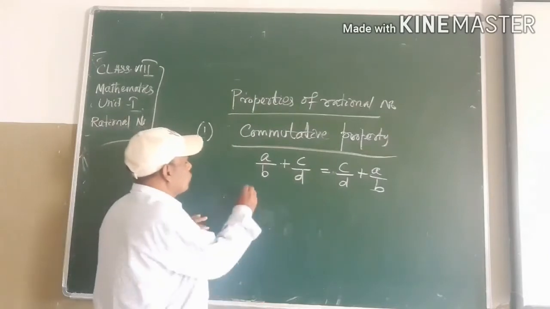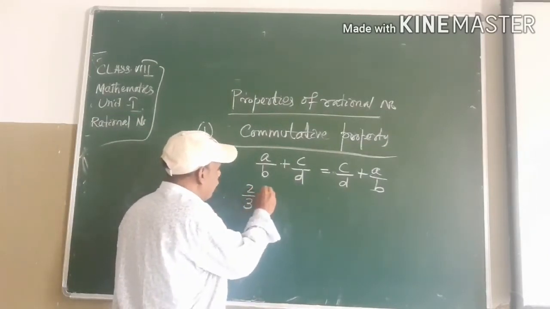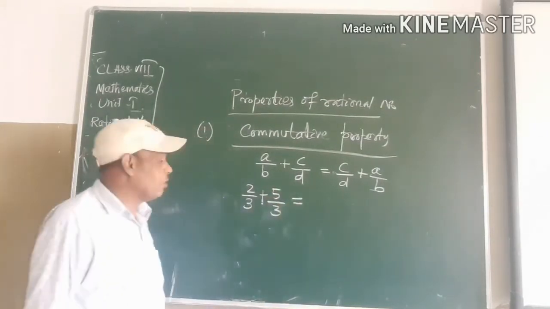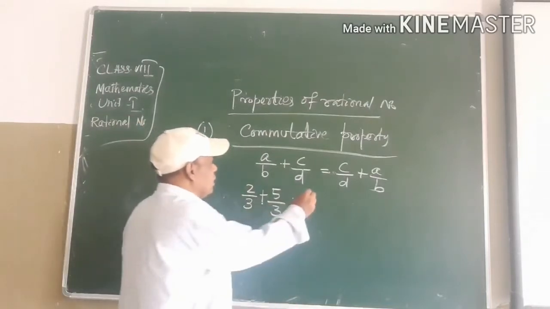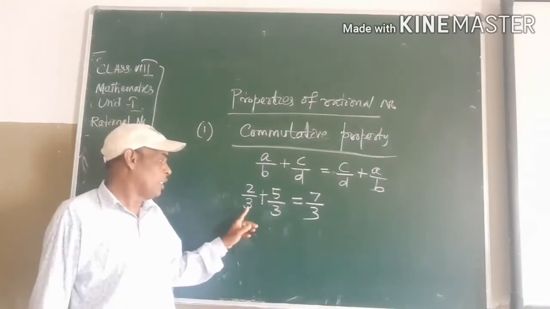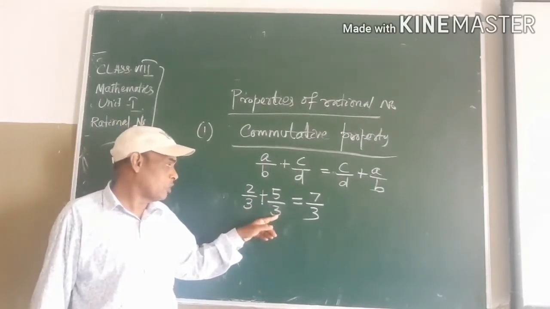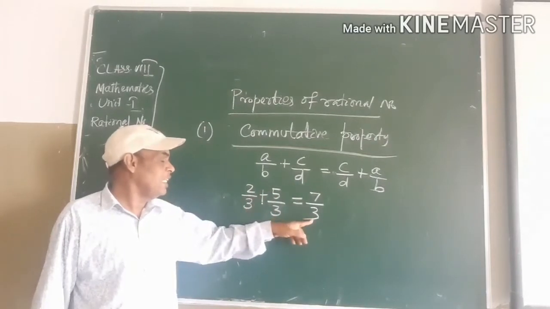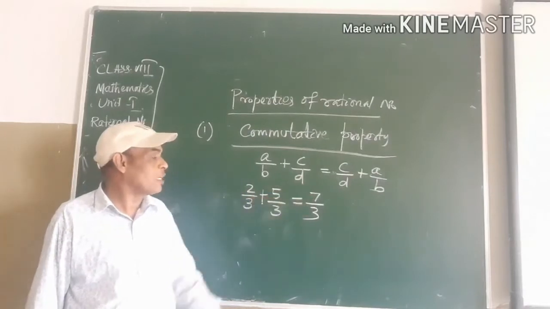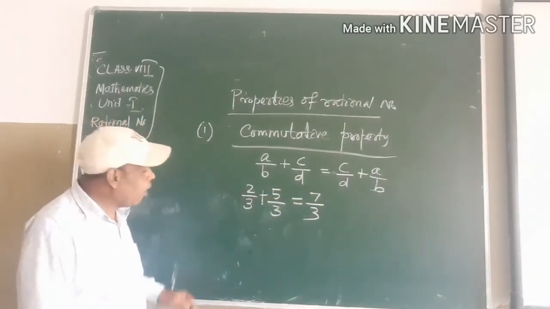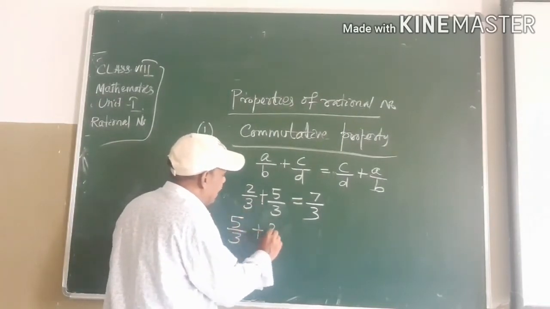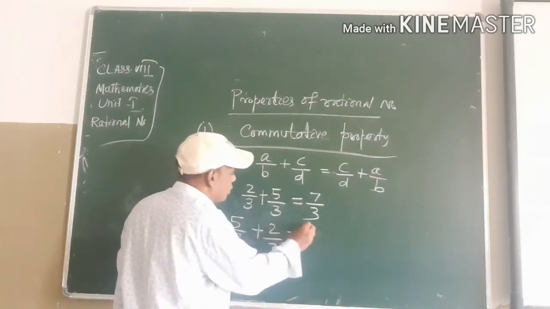Take an example. Suppose 2 by 3 plus 5 by 3. You are getting 7 by 3, because denominator is 3 and here is also 3. So LCM will come 3. So numerator will be simply added. So you will get 7 by 3. But now if we do, first we will write 5 by 3, second we will write 2 by 3, then we will also get 7 by 3.